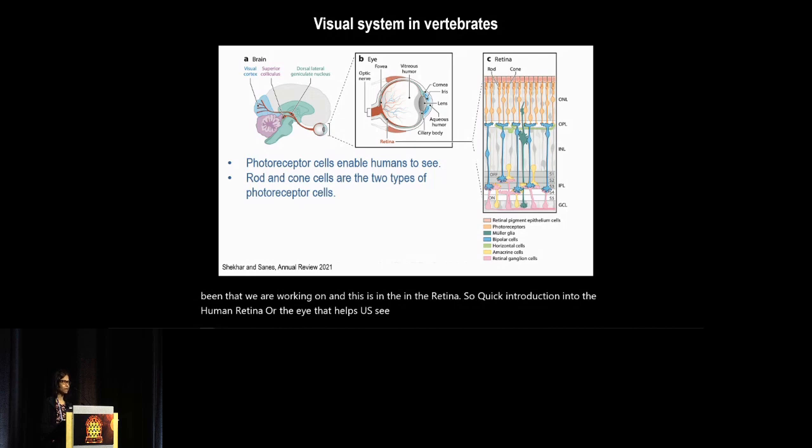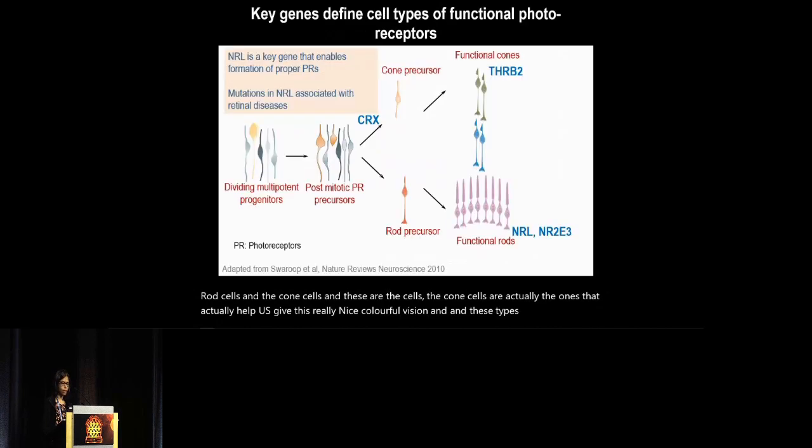In the retina, there are several cell types. Among the ones that enable us to see are called photoreceptors. There are two main types of photoreceptors, the rod cells and the cone cells. The cone cells are actually the ones that help give us this really nice, colorful vision.